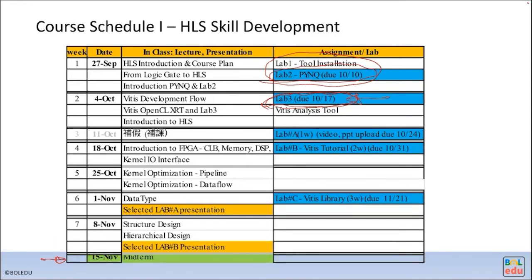The basic idea about the schedule is that once each lab starts, it takes 1 to 2 weeks to turn in the lab result. Some labs take a longer time. Most labs take 1 week. Lab B is more difficult, so it takes 2 weeks. And lab C is very complicated and very comprehensive, so it takes 3 weeks.